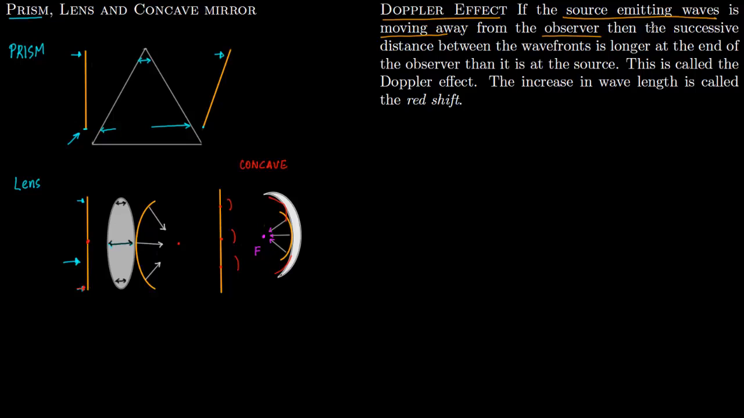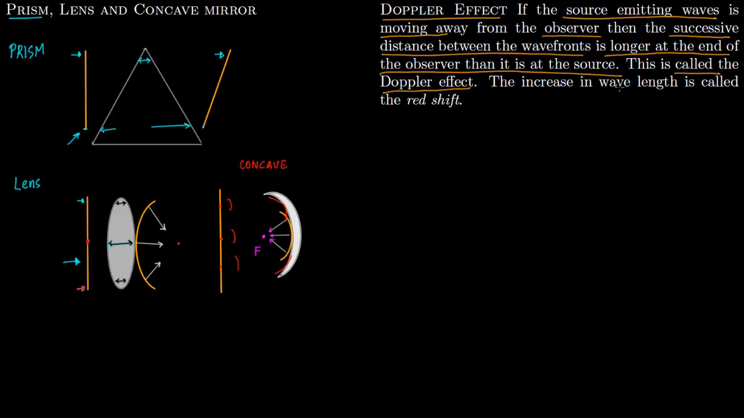So this could be the case, for example, you are standing on Earth and the source of light is some galaxy. Now this galaxy might be moving away from us. So then the successive distance between the wave fronts is longer at the end of the observer than it is at the source. So standing on Earth, we will see that the distance between wave fronts is longer because the source is moving away from us, and this is called the Doppler effect.